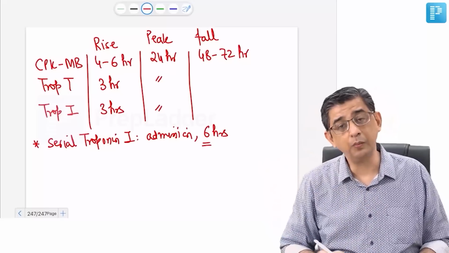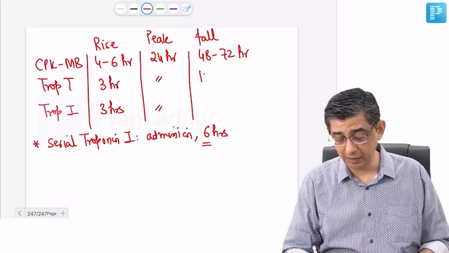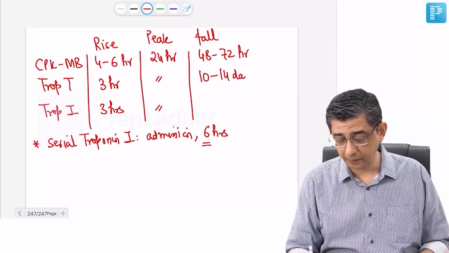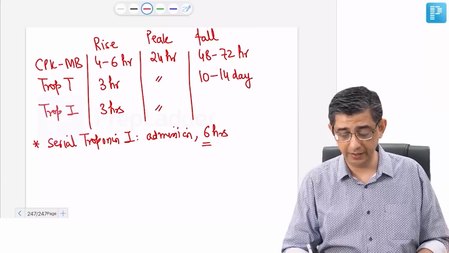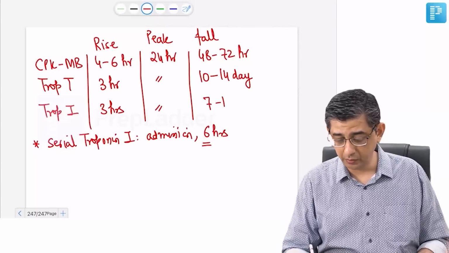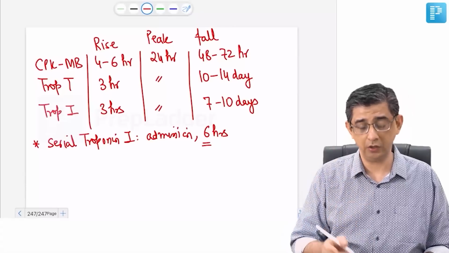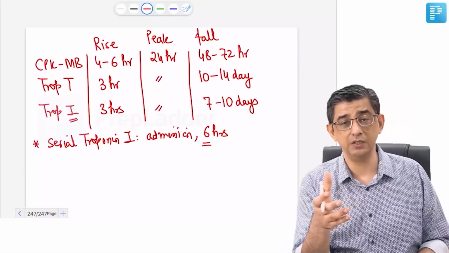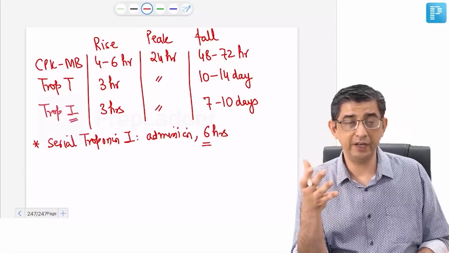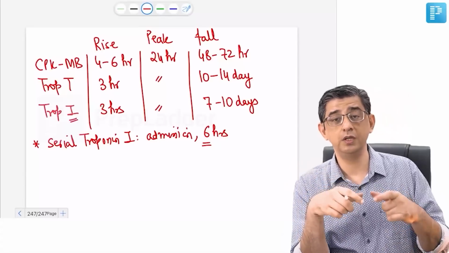But when it comes to troponin T or troponin I, they remain elevated for a relatively longer duration. For troponin T, it is 10 to 14 days. For troponin I, it is 7 to 10 days. If they ask you to select between trop T and trop I, then select trop I, because quantification of this can easily be done. The highly sensitive tests that we have, we can quantify the magnitude of rise.